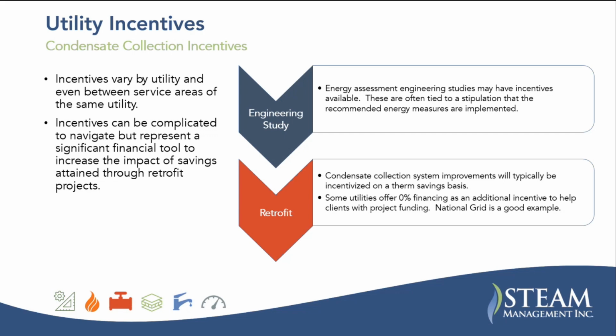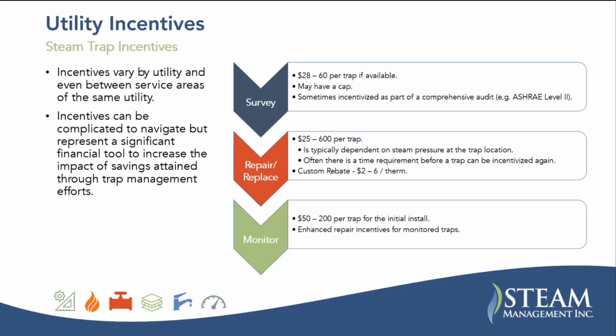And then retrofitting. So these are kind of custom incentive projects. You're usually going to get paid on the therm saved, whatever rate the incentive is available to you at, whether it could be $2 a therm, $3 per therm, something like that. And you have to make sure that you're measuring and verifying those savings in a way that the utility finds acceptable.